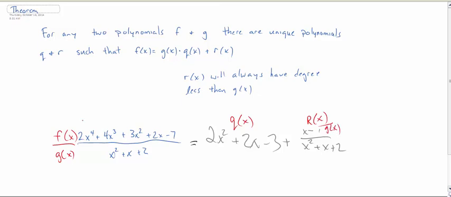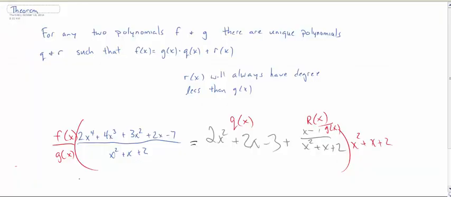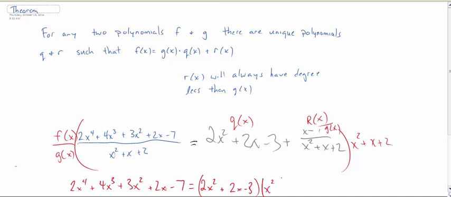If I simply multiply through, if I take this whole thing, multiply both sides by x squared plus x plus 2, what I'm left with is my original polynomial, 2x to the fourth, plus 4x cubed plus 3x squared, plus 2x minus 7, equal to q of x times g of x plus this remainder. That's my r of x.